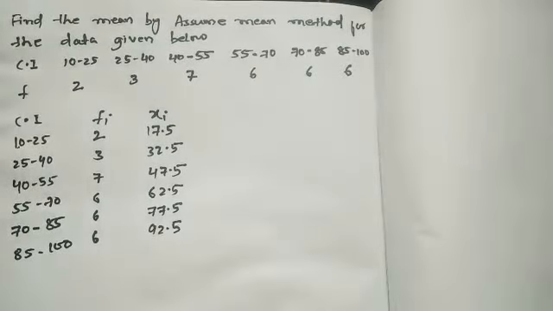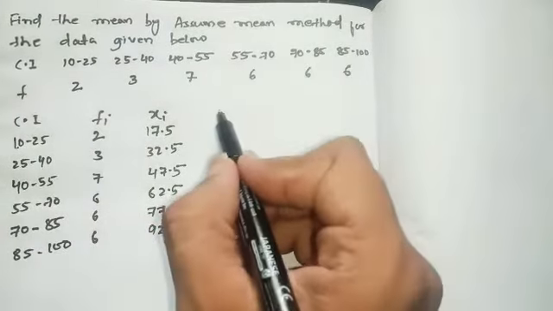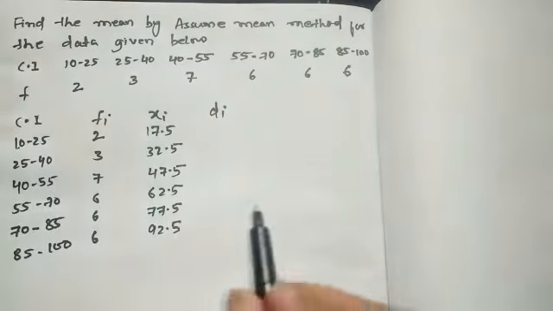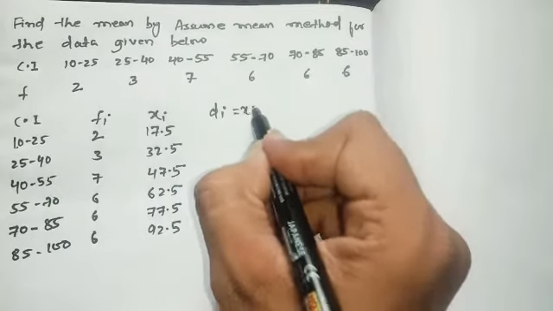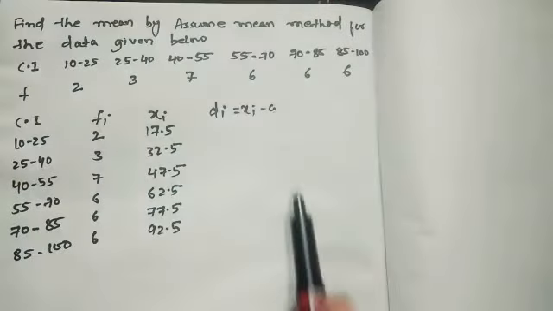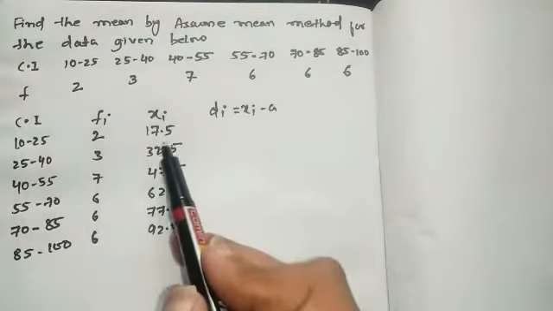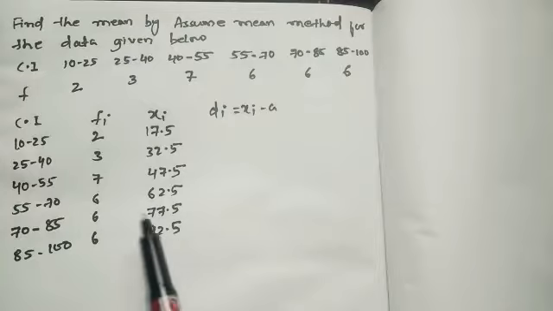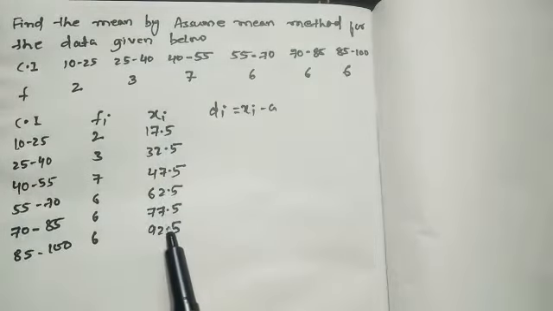92.5. Now we have found xi, and in assume mean method we require to find the value of di, and di is xi minus a. This a is assumption. We have to assume any value from the values of xi. We can take any value as a from these 6 values.